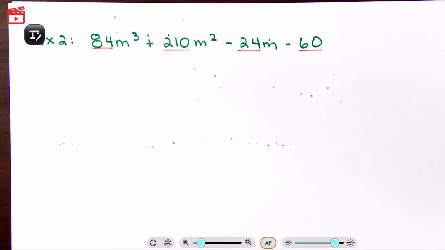So I'm going to take out my calculator. I know even numbers are going to work. So let's try 4. 84 divided by 4, that's 21. 210 divided by 4, that won't work. Let's try 6. 84 divided by 6, that's 14. 210 divided by 6, that is 35. 24 divided by 6, that is 4. And 60 divided by 6 is 10. So we can pull a 6 out.